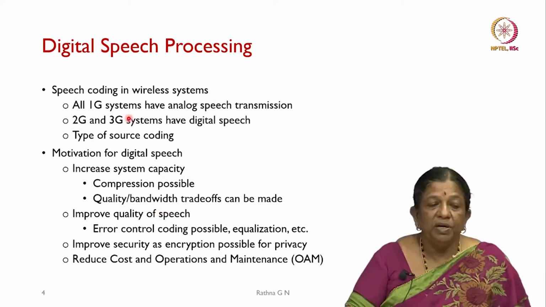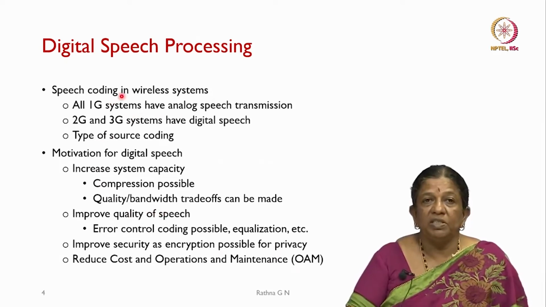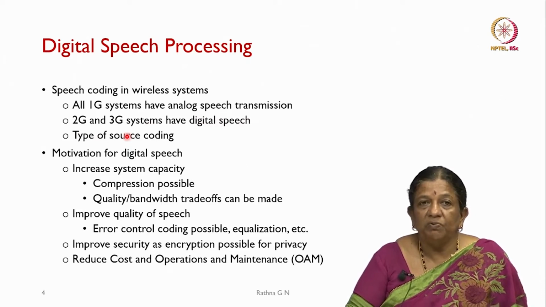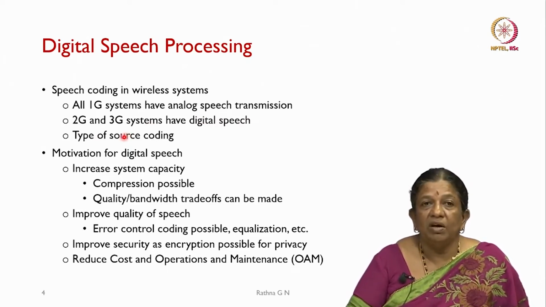So, how are we going to do the processing of speech? In speech coding in wireless systems, 1G systems have analog speech transmission, and we know that 2G and 3G systems have digital speech. And the type of source coding we are going to have is going to vary. So, we will see it in a while.